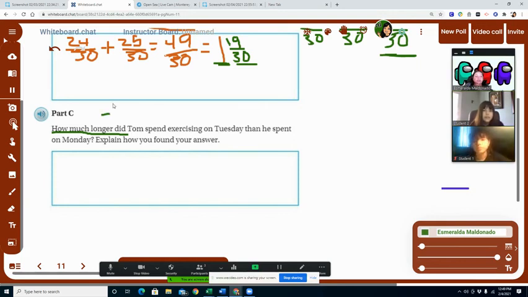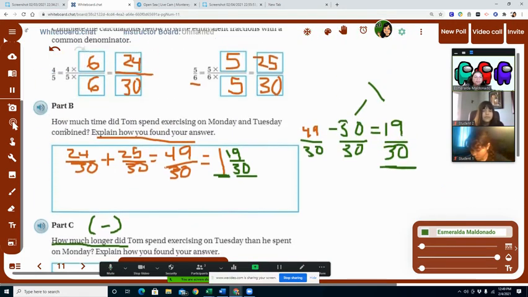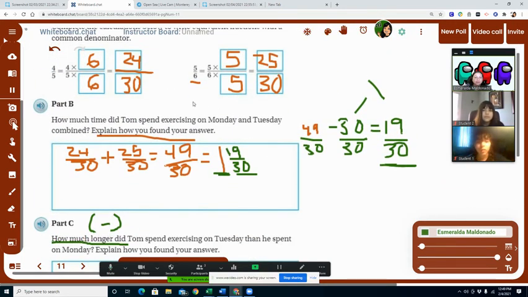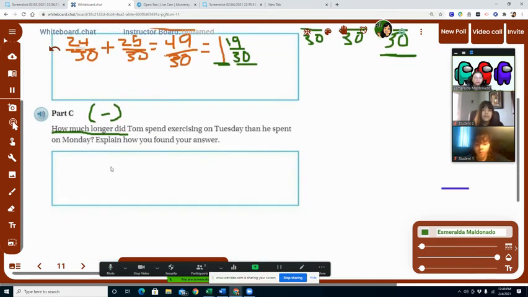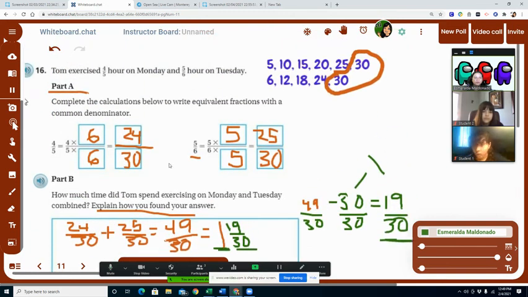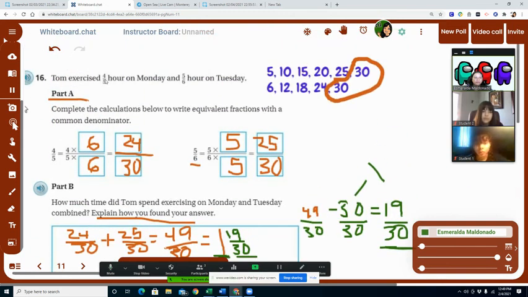Yeah, we are subtracting, right? How much longer means we're comparing them. We're trying to find the difference. So that means that we are subtracting. We want to subtract from the biggest one. And 25/30 is bigger than 24/30. So we're going to subtract 25/30 minus 24/30. And I got this from my problem here at the top, 4/5 and 5/6, but I'm using the equivalent fractions.